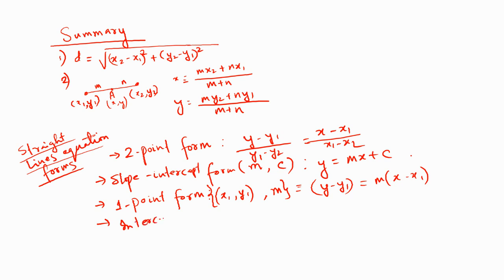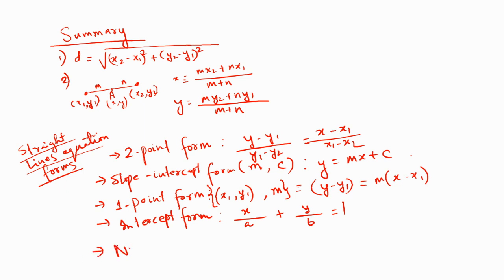All right, so next is the intercept form. In the intercept form, you know the x intercept and the y intercept. Let's say the x intercept is a, so you will get x divided by a, and the y intercept is b, so you will get y divided by b equals 1.